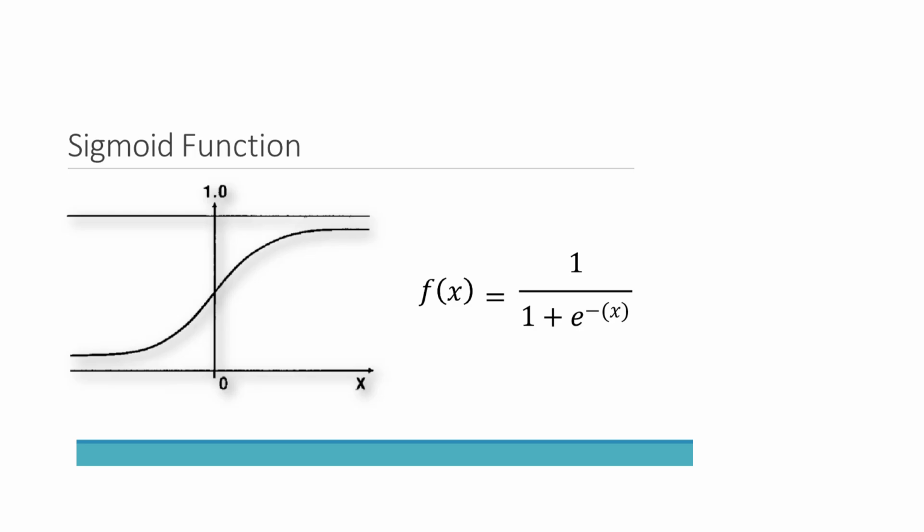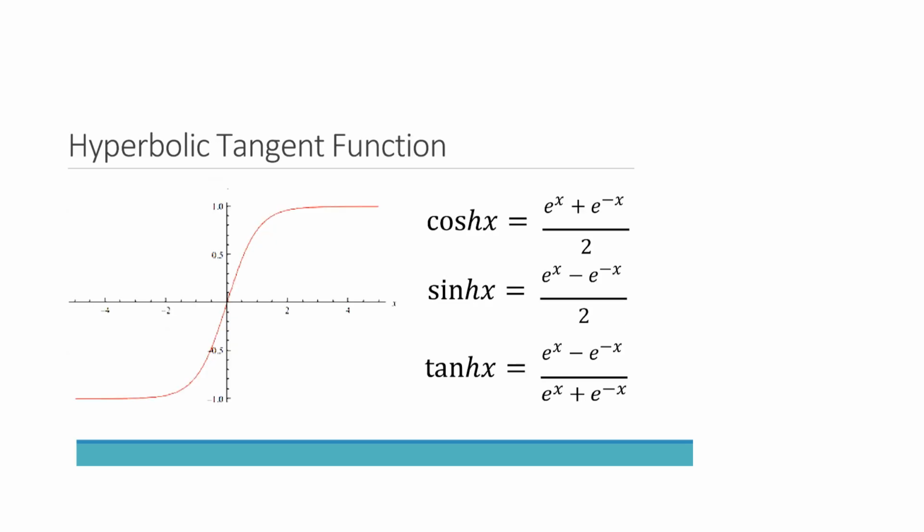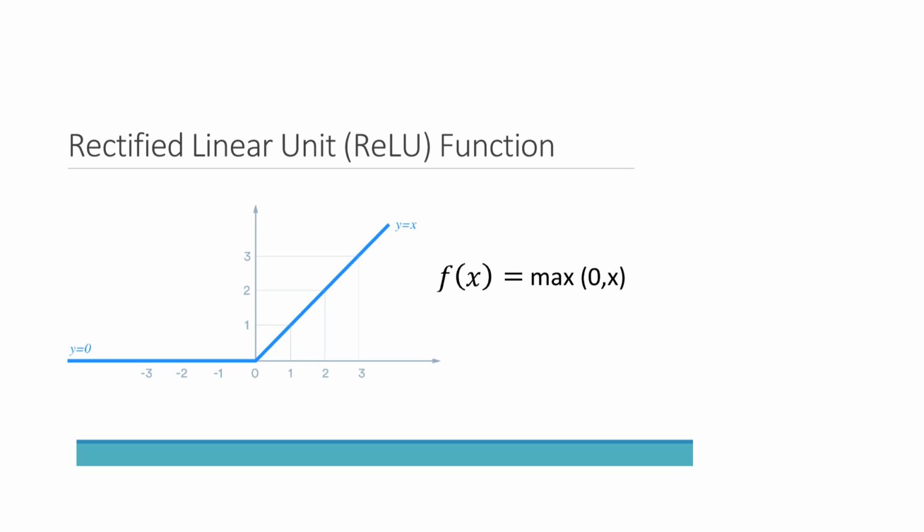The sigmoid function is a smooth, S-shaped curve often used to introduce non-linearity into the network, scaling the output between 0 and 1. The hyperbolic tangent function, or TAN, is similar to sigmoid but outputs values between -1 and 1. The rectified linear unit, or ReLU function, outputs x if x is positive and 0 otherwise. This makes it computationally efficient.